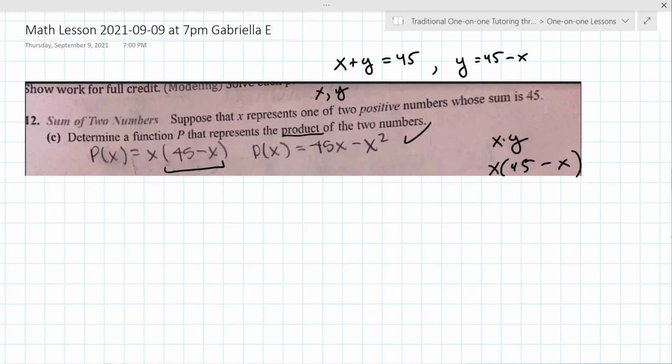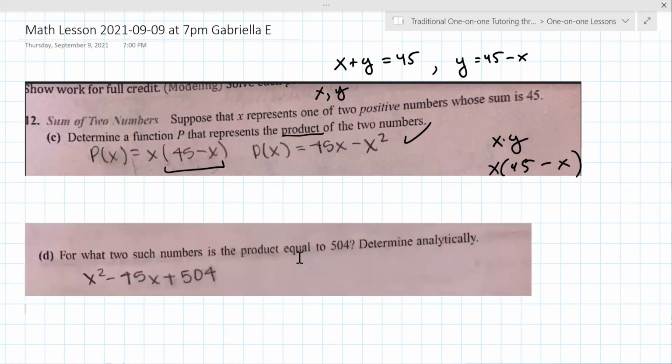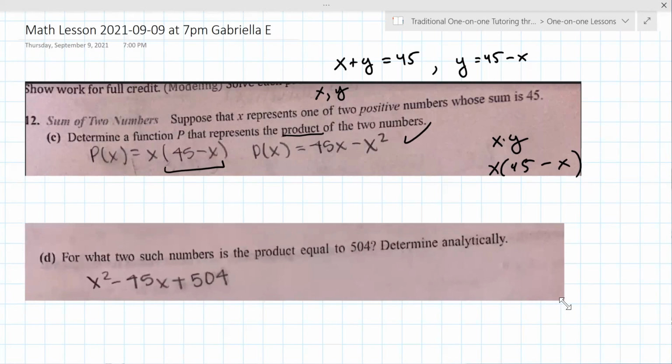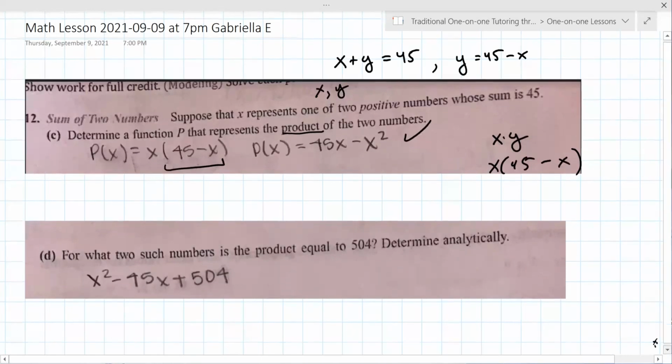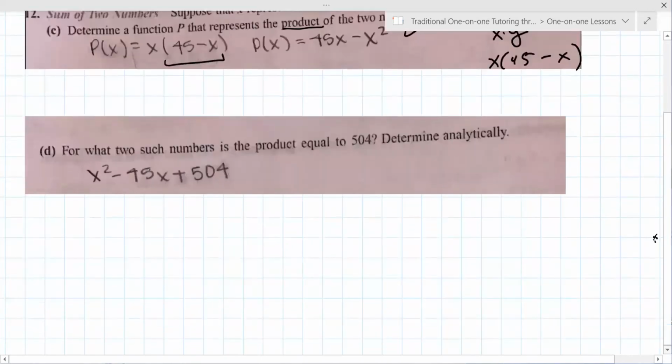For what two numbers is the product equal to 504? Determine analytically. So you started this, it's not finished. Are you allowed to use a calculator on this? Yes. Okay. So you're trying to find two numbers that multiply to 504, but add up to negative 45. So they're both going to be negative.